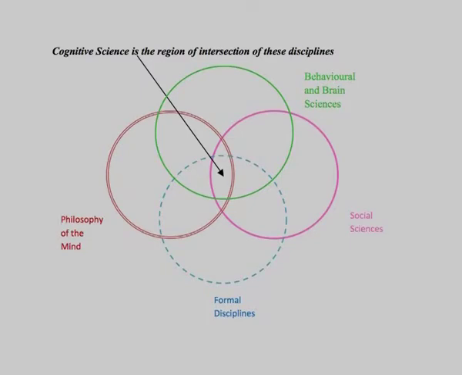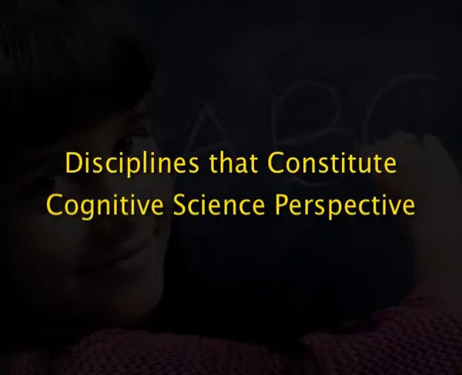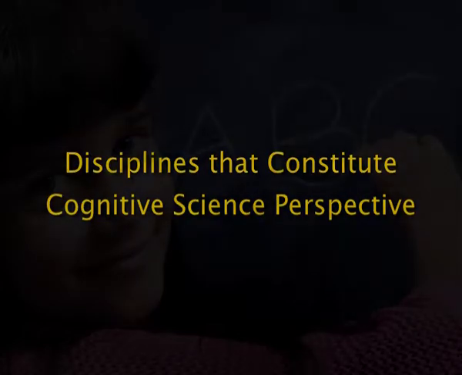Let's look at a figure which would help us to understand the meeting point of all these disciplines that comprise cognitive science perspective. Can you please explain what is meant by philosophy of mind? Sure. Each discipline that we have seen a while back in the diagram will be explained briefly. We will first begin with a discipline called social sciences.